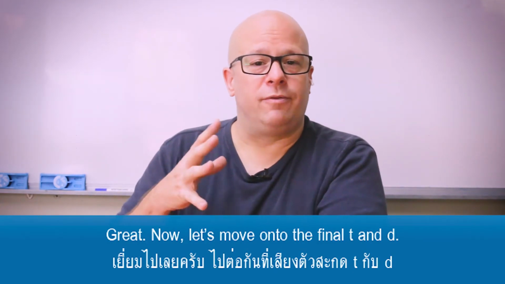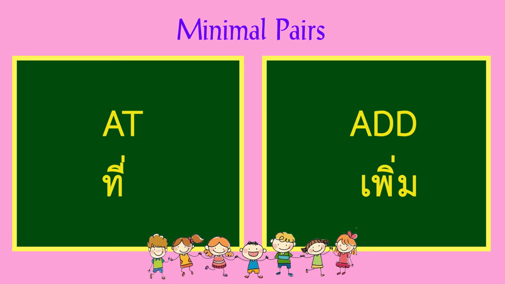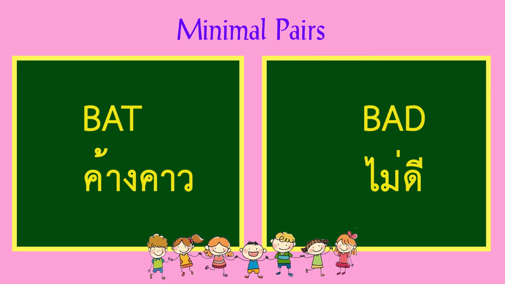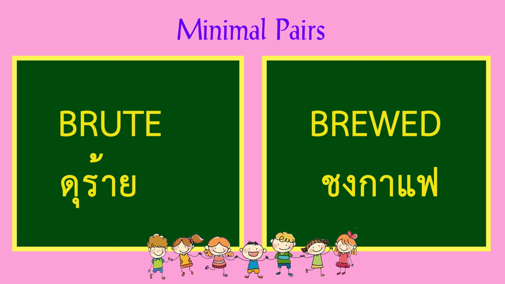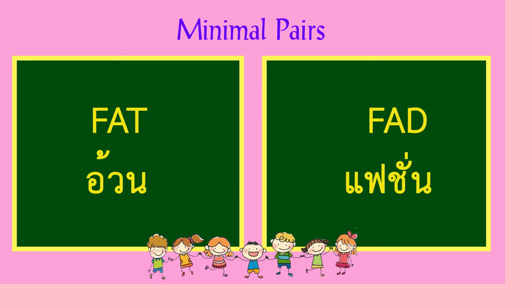Great. Now let's move on to the final T and D. Repeat the word that you hear twice. At, add, at. Bat, bad, bat. Brute, brood, brood. Cot, cod, cod. Fat, fad, fat.